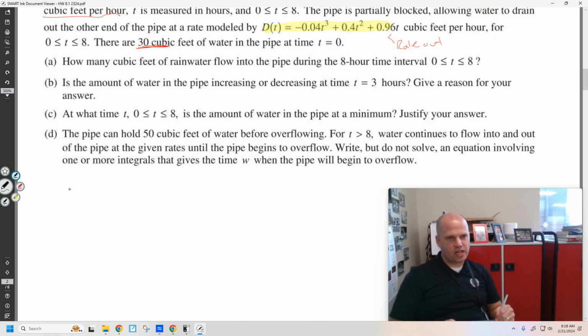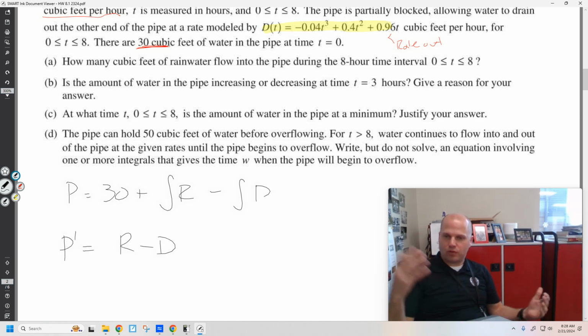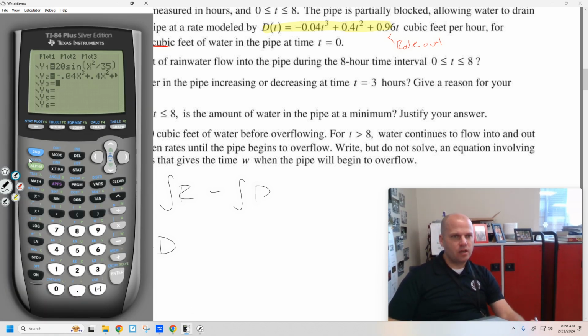I have to have an understanding that my total is my initial amount plus my total in, accumulate my rate in, subtract your total out, accumulate your rate out. Which means the derivative incorporating both of those velocities, ins and outs, just subtract the out from the in, P prime is R minus D. We're going to come into y3, and we are going to graph y1 minus y2. We're going to graph 0. I'm going to adjust my window so that it's over my interval 0 to 8. Again, you should be doing this yourself.